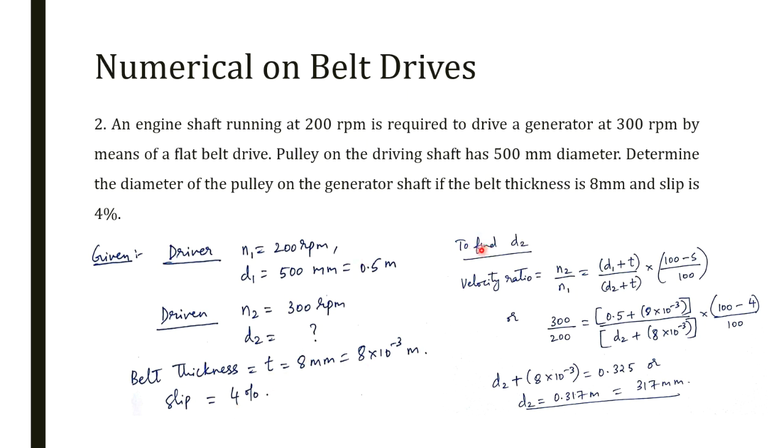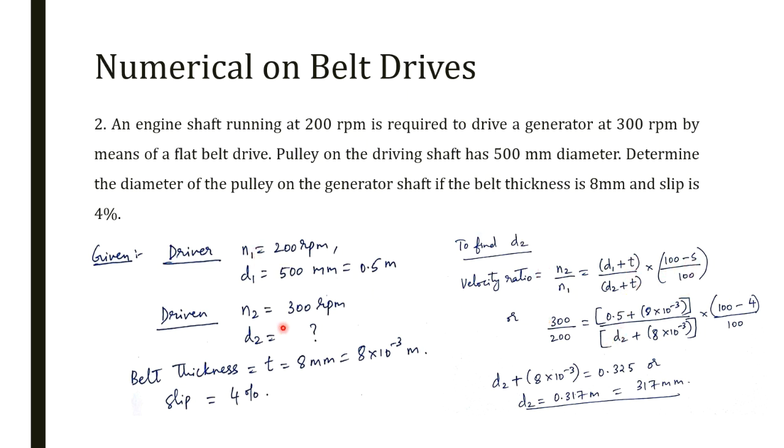So velocity ratio when you consider belt thickness will be N2 by N1 is equal to D1 plus T divided by D2 plus T into slip is to be considered, 100 minus S by 100. If you are not considering thickness of the belt and slip, then velocity ratio will be N2 by N1 is equal to simply D1 by D2. If you are considering the thickness and slip, then you have to add the thickness to the diameter value, D1 plus T by D2 plus T, and then slip you have to consider, and then substitute all the values.